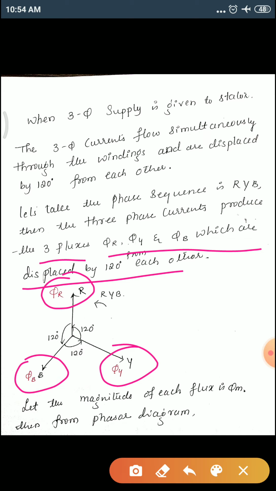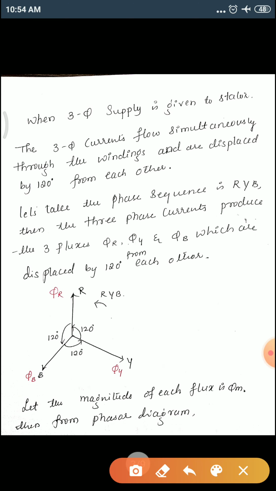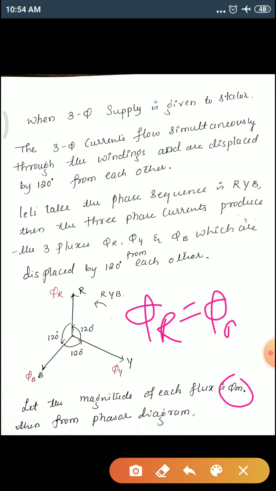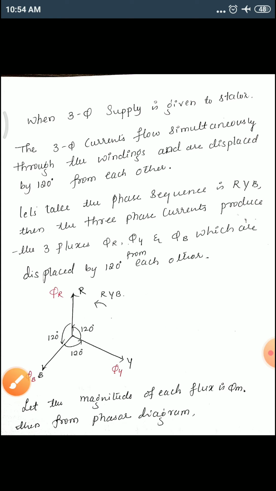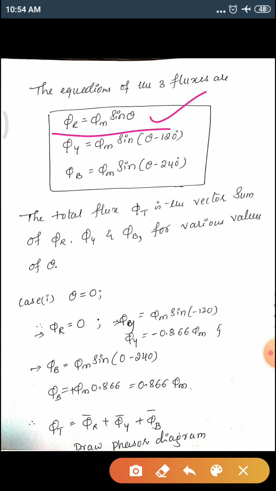Let's see the magnitude of this flux by a phasor diagram. Let's write what phi R is. Let's denote the flux magnitude as phi m. If the magnitude is phi m, then phi R will be equal to phi m into sine of angle theta. Let's take an angle theta which is produced at different angles. So phi R will be phi m sine theta. Let's take it as the reference, so it is sine theta, or you can say sine of theta minus 0.